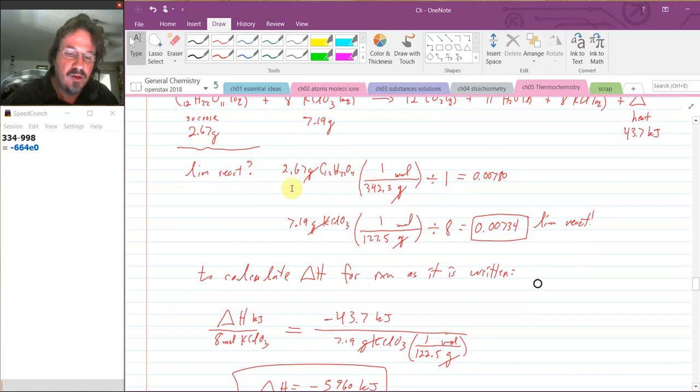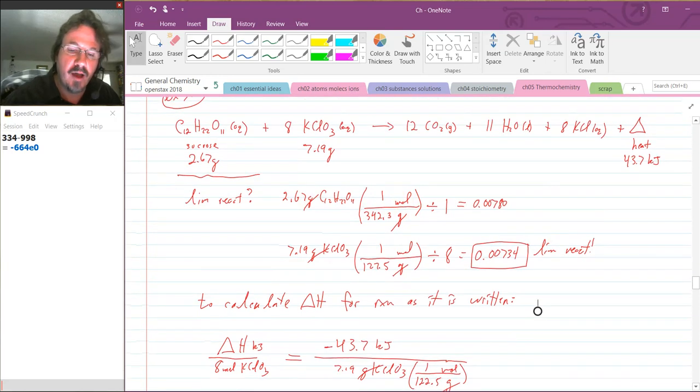And as you know, you can always figure out the limiting reactant by converting to moles first and dividing by the coefficient in the balanced reaction. So I did that for sucrose, 0.0078. I did that for potassium chlorate. See, I'm dividing by 8 because that's my balanced reaction, 0.00734. Hey, just a little bit less. So actually the potassium chlorate is what I'm going to run out of first. That's my limiting reactant. I'm going to have a little sugar left over at the end, still in that beaker.